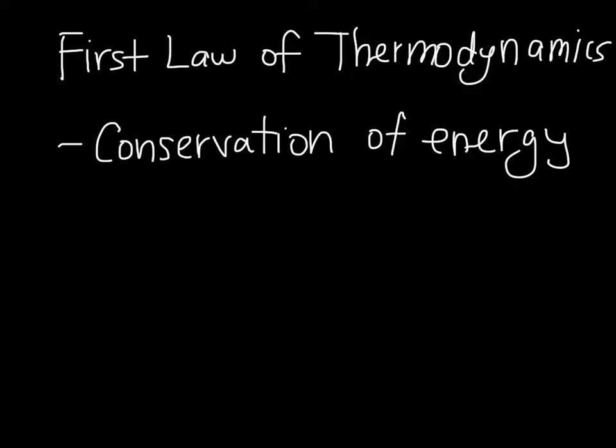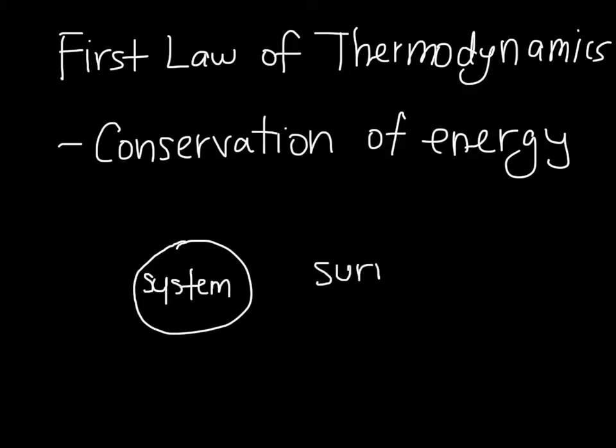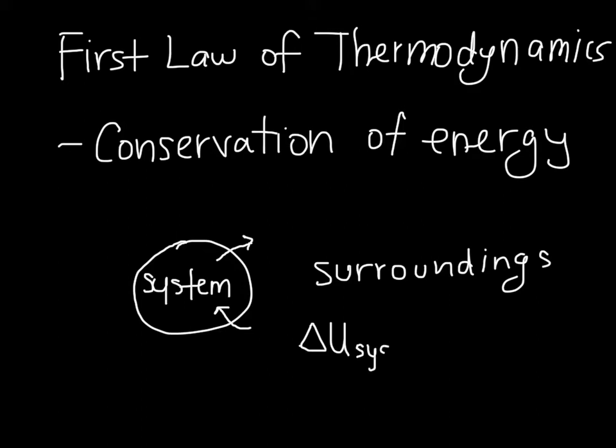We can connect these two things, though, by remembering that the entire universe can be described as the system that we are interested in plus the surroundings. So the system and the surroundings together make up the entire universe. The first law says that if energy leaves the system, it must be accounted for in the surroundings, or if energy leaves the surroundings, it must be accounted for in the system. So the change in internal energy of the system plus the change in internal energy of the surroundings has to be equal to 0. That's one way of writing the first law of thermodynamics.